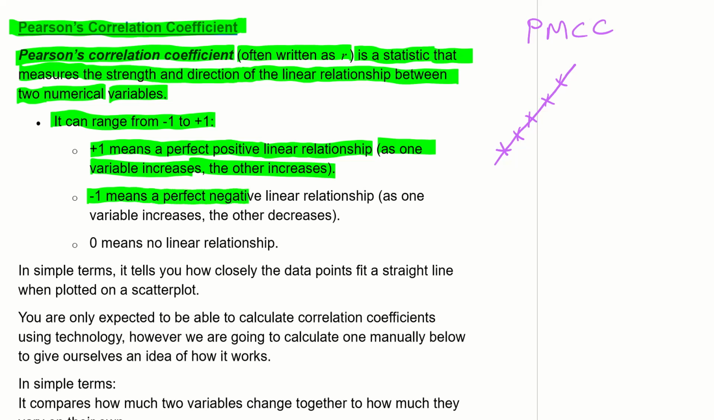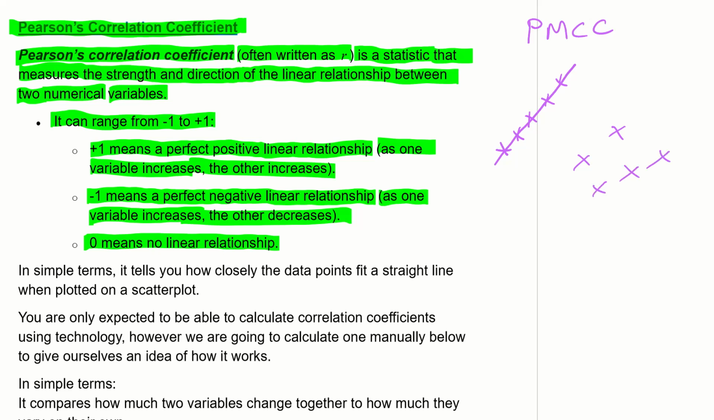-1 means a perfect negative linear relationship, and as one variable increases, the other decreases, but -1 again perfect, like the +1. 0 means no linear relationship. So basically you just sort of get a cloud of data points with no trend to it at all.